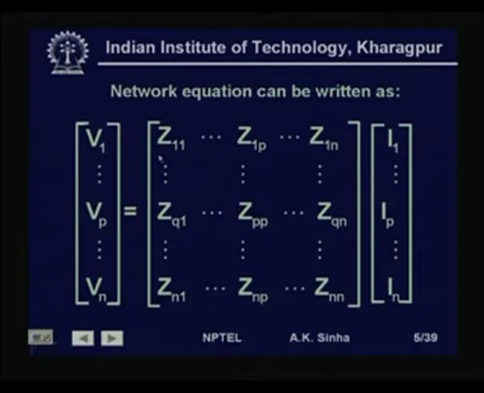Now, these elements Z11 up to Z1n, or Zn1 up to Znn, are the elements of the Z-bus matrix, and we need to find the values for these elements for the system. We do this by the Z-bus building algorithm. We will see how we do that.